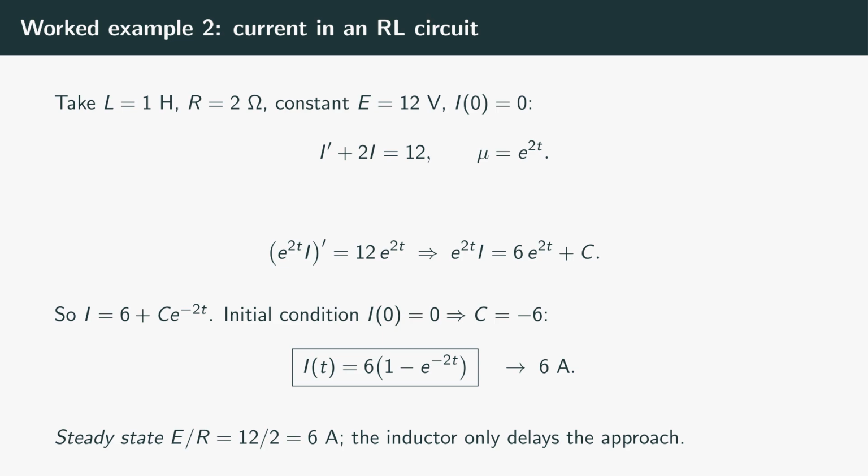The current climbs and levels off at 6 amperes. And notice 6 is exactly the voltage divided by the resistance, 12 over 2, which is Ohm's law for the steady state. The inductor does not change where the current ends up, it only delays how fast it gets there. Same exponential rise to a limit as the salt tank, because it is the same equation.